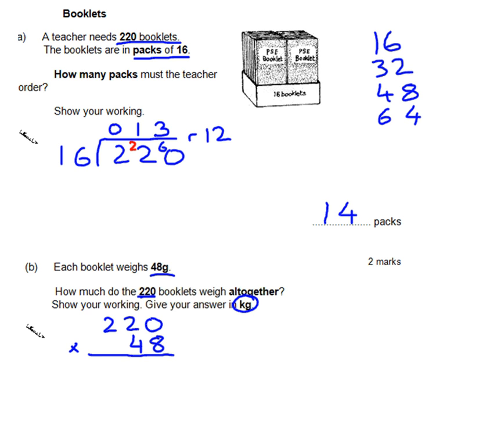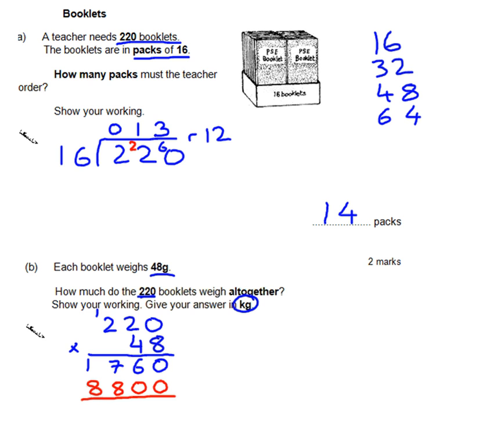So we do 8 times 0, which is 0. 8 times 2 is 16. 1 carries. 8 times 2 is 16 again, but we add on the 1, it's 17. Then we switch to our second number, the 4. But remembering, we need to put our 0 down here. And we do 4 times 0 is 0. 4 times 2 is 8. And 4 times 2 is 8 again.